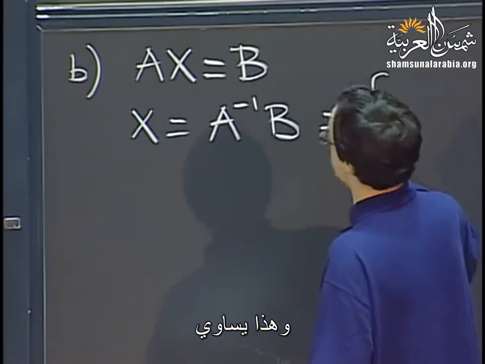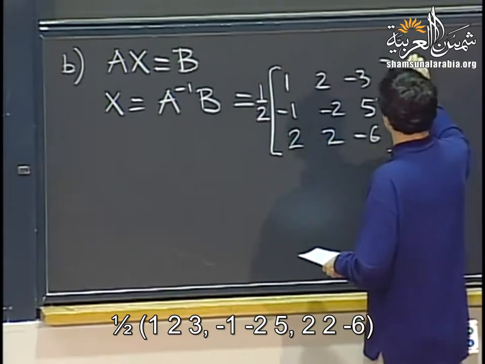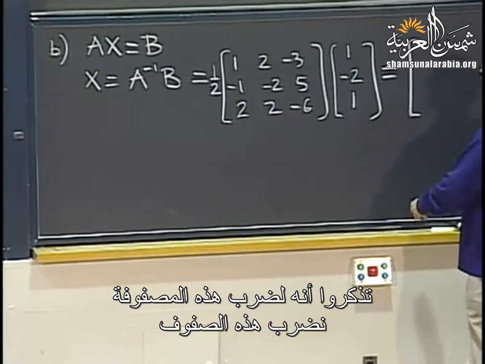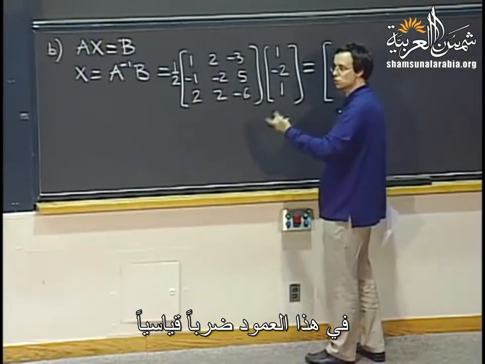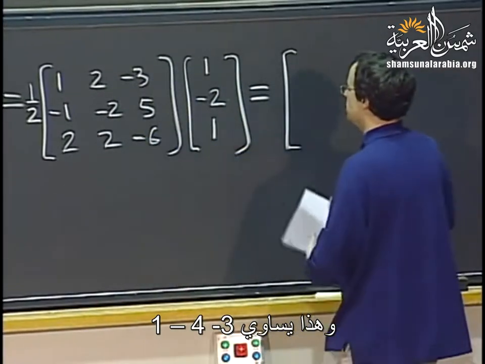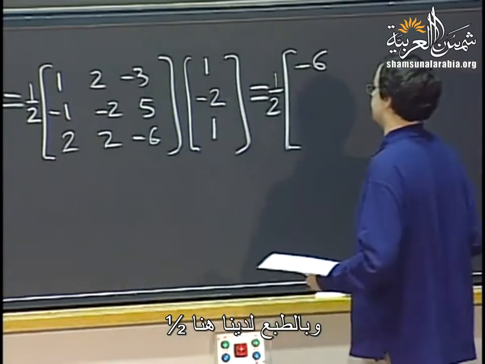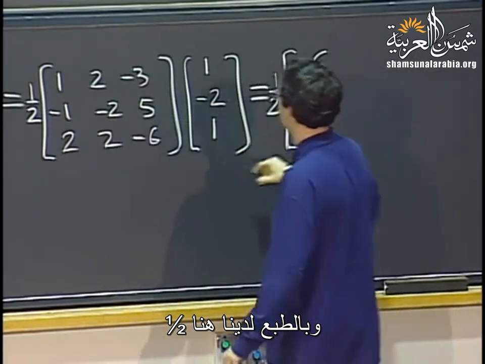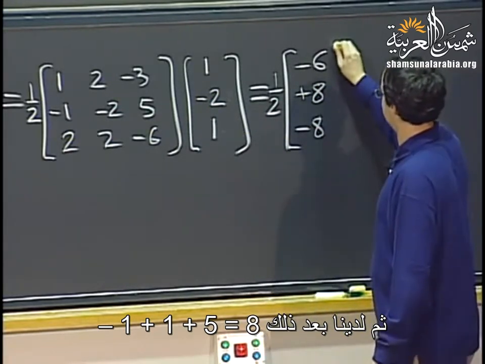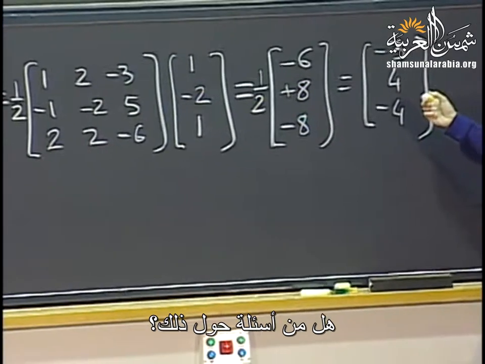So we have to multiply, there's that 1 half, 1, 2, negative 3, minus 1, minus 2, 5, 2, 2, minus 6, times B, which is 1, negative 2, 1. Remember, to do a matrix multiplication, you take the rows in here, the columns in here, and you do dot products. So the first entry will be 1 times 1 plus 2 times minus 2 plus minus 3 times 1. That's 1 minus 4 minus 3, which should be negative 6. Except I still have, of course, a 1 half in front. Then minus 1 plus 4 plus 5 should be 8. 2 minus 4 minus 6 should be negative 8. So that will simplify to minus 3, 4, minus 4. Okay. Any questions about that?